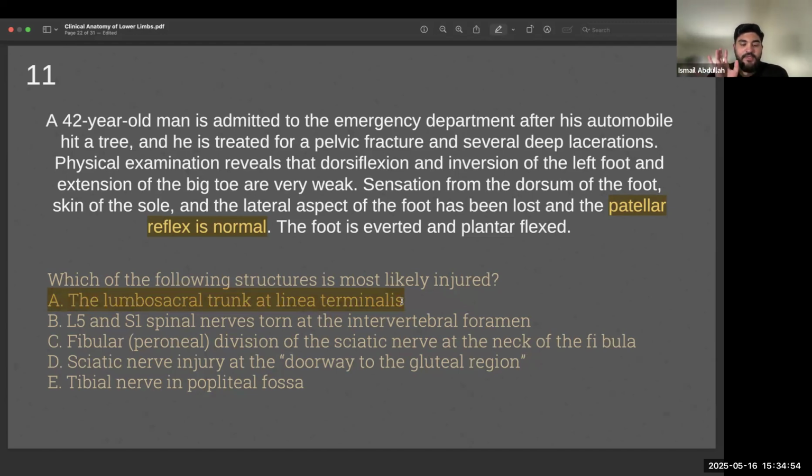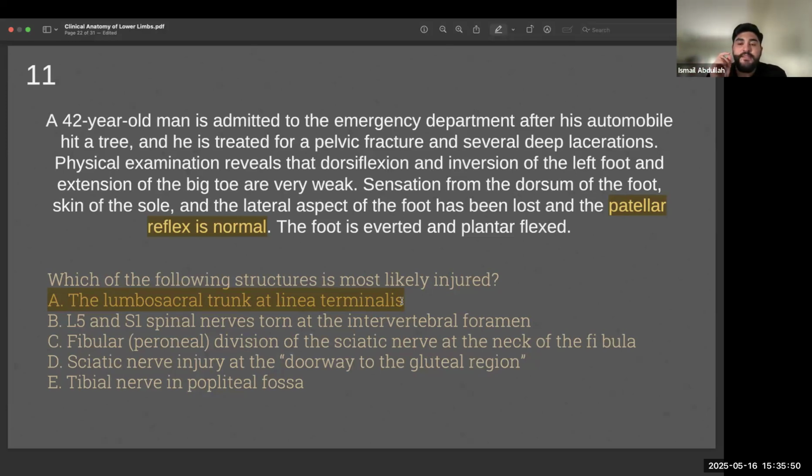At this level, we're going to have the common fibular and tibial, which explains the mixed sensory and motor deficits the patient is having. The lumbosacral trunk at the linea terminalis is L4, L5. This level spares the femoral nerve, meaning the patellar reflex is going to be normal, which is why B is wrong, because you need L5 and S1. A is L4, L5, common fibular with tibial explains everything here. But again, the femoral nerve will be spared. That's why the patellar reflex is normal, which is why we go with this answer.